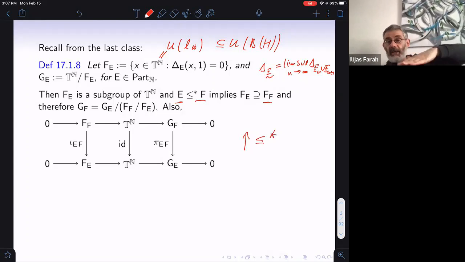And what we have is this directed system of subgroups, sorry, it's not a directed system, a decreasing family of subgroups of T to N, and an inverse system of associated quotients.